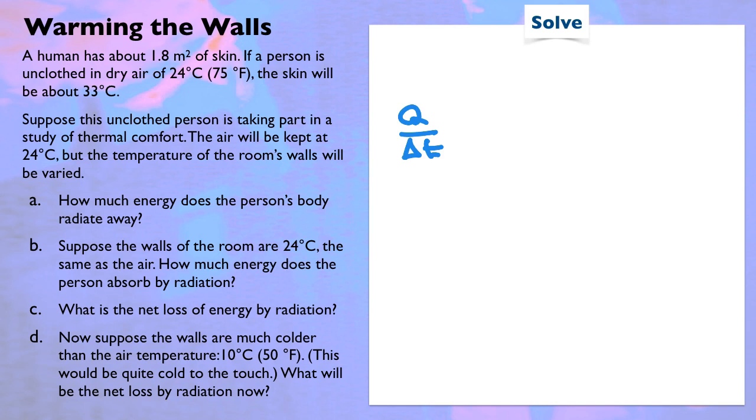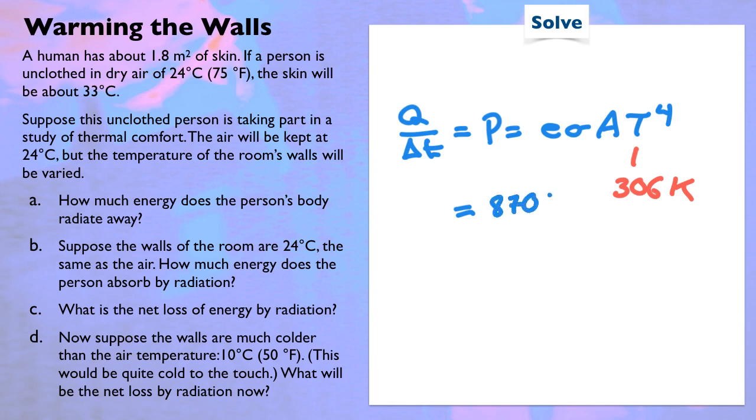So the power that you radiate away, Q over delta T, that's the energy divided by time, that's a power. The power that you radiate away is E times sigma times A times T to the fourth. We talked about all those numbers. The crucial variable here, of course, is the temperature in Kelvin, 306 Kelvin. And you end up with an amazingly large value. You end up with a radiated power of 870 watts. And that's kind of amazing because that is 8.7 times your basal metabolic rate. So you're radiating energy away at a ferocious rate. If you didn't have any way of replenishing this, you would quickly cool off and die.